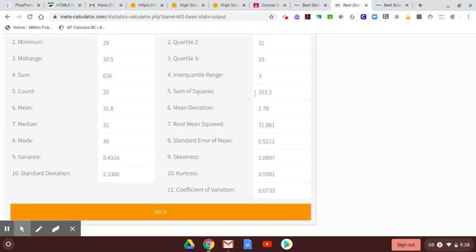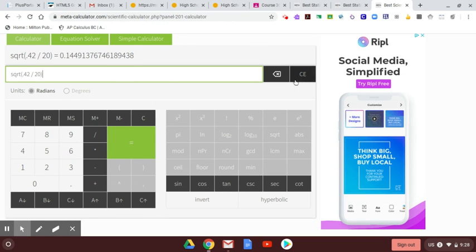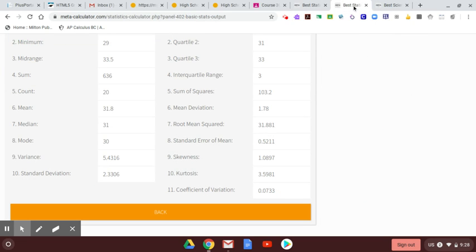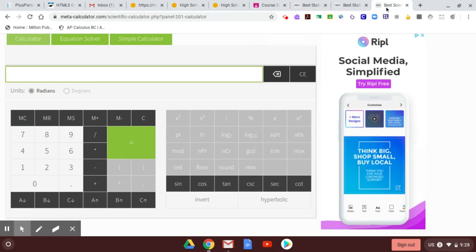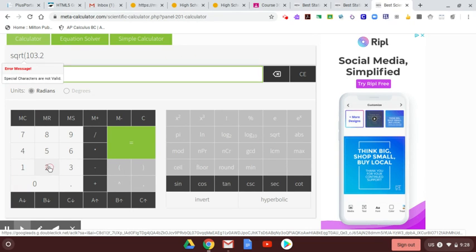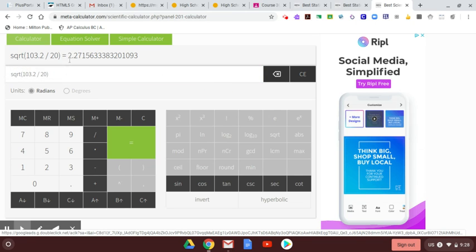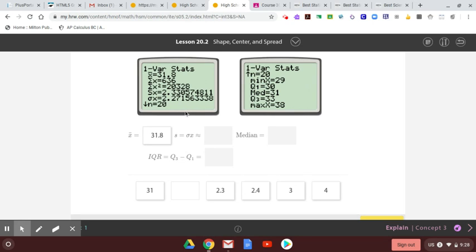So remember, you're going to take the sum of squares, divide by how many there are, and take the square root. All right, so if I go back to my scientific calculator here, I can clear it. And we're going to do the square root. Actually, what did that say? 103.2. So we're going to do the square root of 103.2 divided by 20. Shut the parentheses. And that gives us our value, 2.2715, which is what the calculator said, 2.2715. So 2.27 is 2.3 if we round it up.